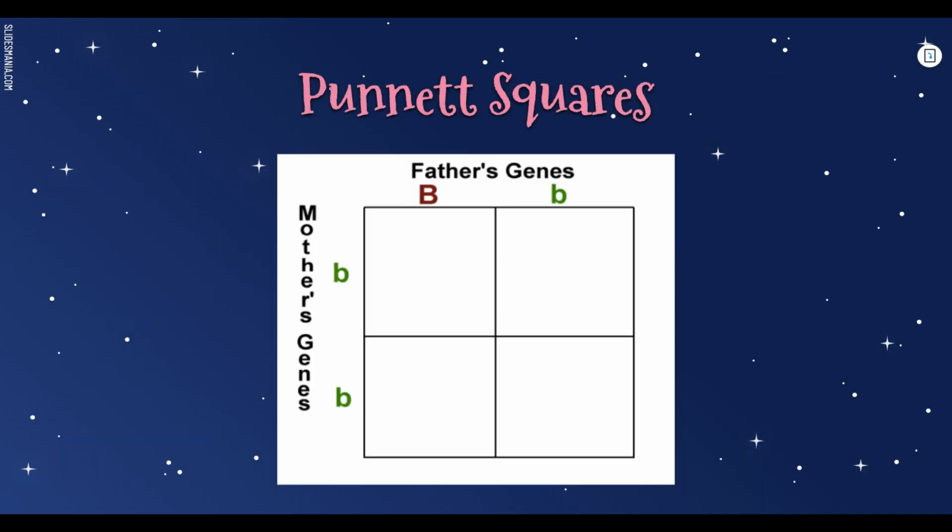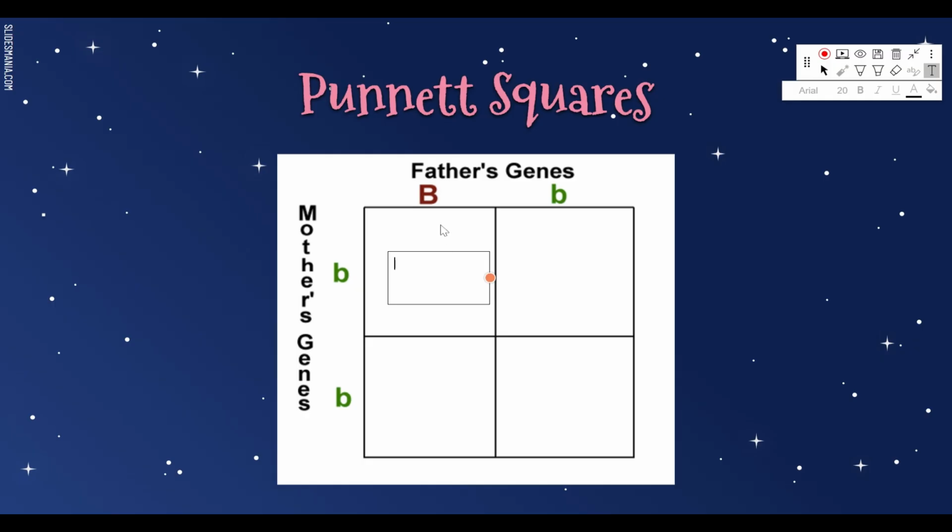So let's look at some examples. Here you have the father's genes up top, big B, little b, and here you have the mother who is homozygous recessive, little b, little b. The dad is heterozygous, big B, little b. So let's go ahead and fill this out right here. In this case, you always put the capital letter first, right? So you have a big B and a little b. Let's put that here.